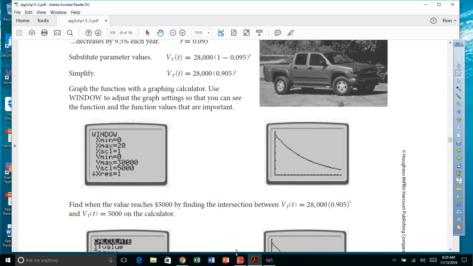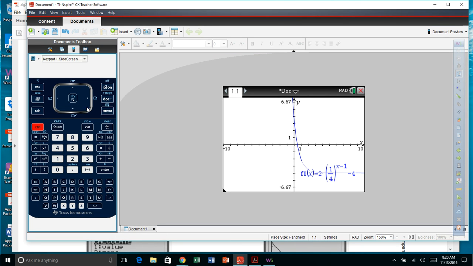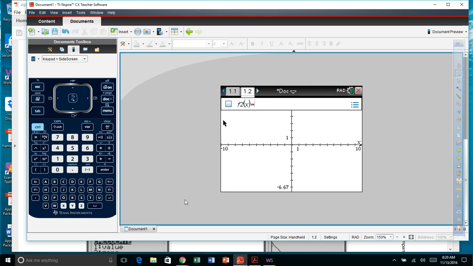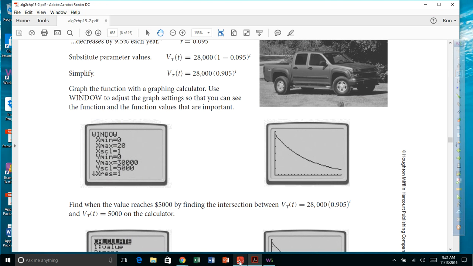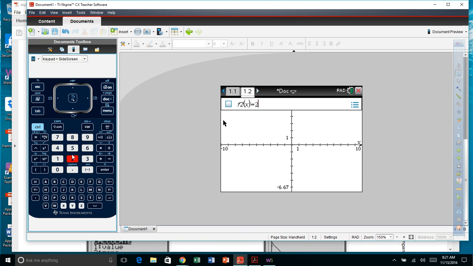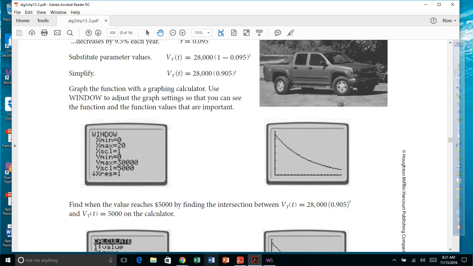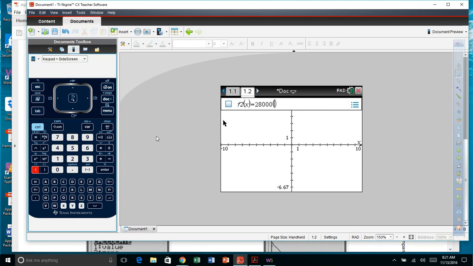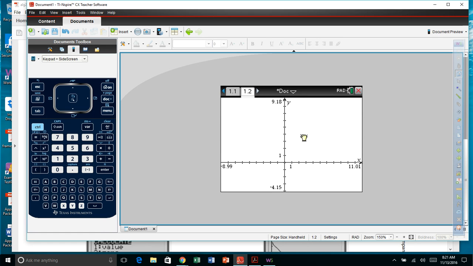Let's graph it real quick. Give me a clean sheet here. And what was it? We have 28,123, open parentheses, and then we got 0.905, close parentheses, caret, and then we'll just put X, I think is what's there. Yeah. They use T, but we can't use T.